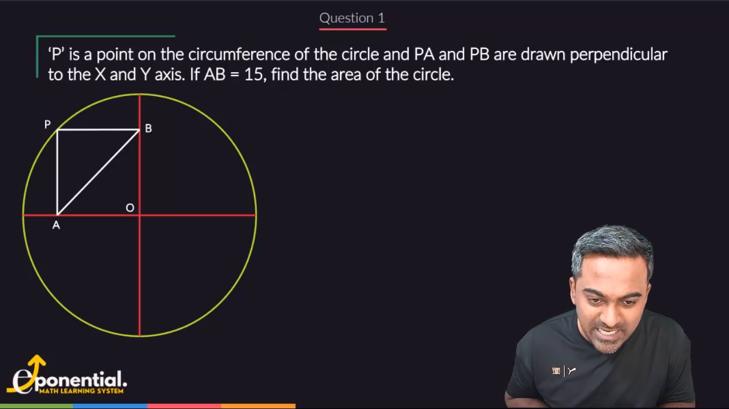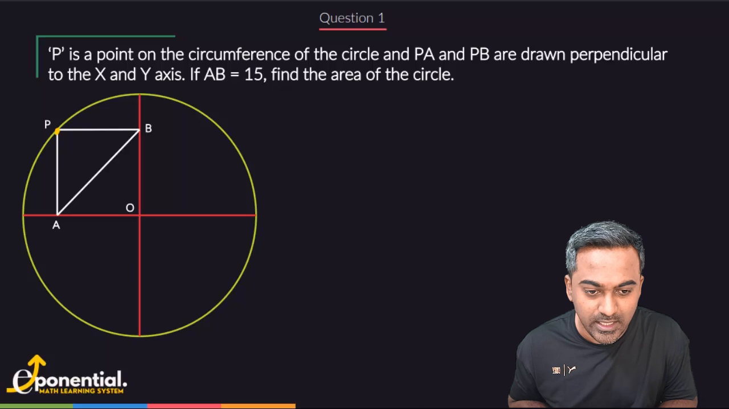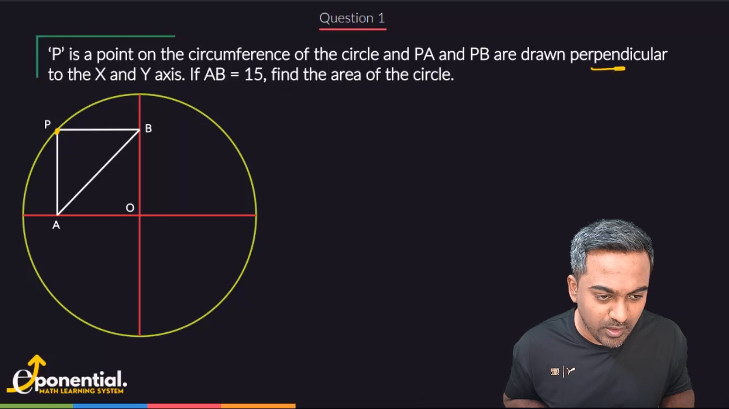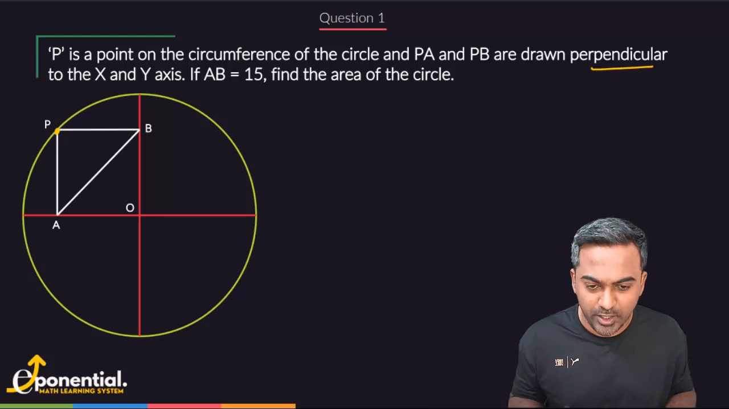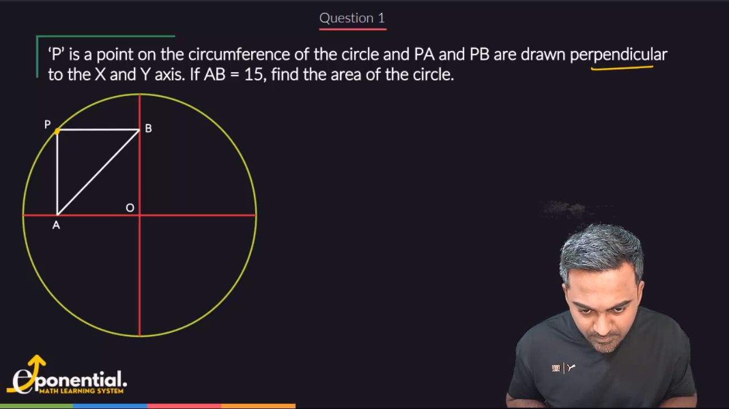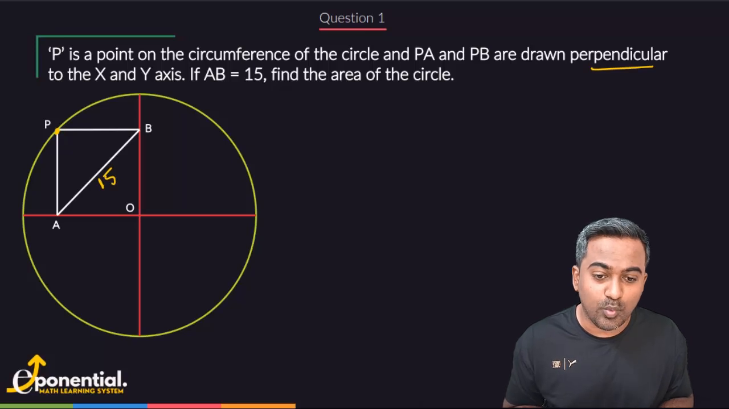So here it says P is a point on the circumference of the circle. So as you can see, P is right here. PA and PB are drawn perpendicular to the x and y axis. You know what perpendicular means, right? It means the base at an angle of 90 degrees. That's what perpendiculars mean. AB is given as 15. All right, so this is AB here. So this is my 15, and we've been asked to find the area of the circle.